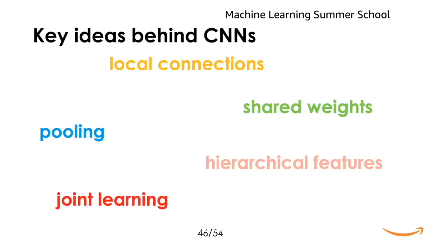So these are some of the key ideas we have learned today about CNN. Local connections, allowing it to take advantage of the spatial structure and introduce translation invariance, pooling to reduce dimensions, hierarchical features. The first few layers learn basic features like edges and blobs, and then you go on to more complex features, and joint learning. So these neural networks are end-to-end models where you learn both the features as well as the task which you're trying to perform.